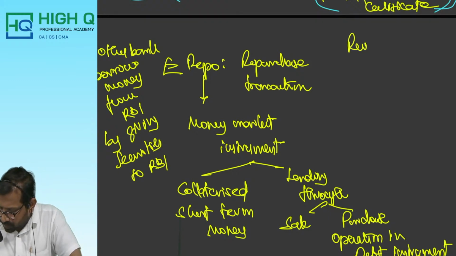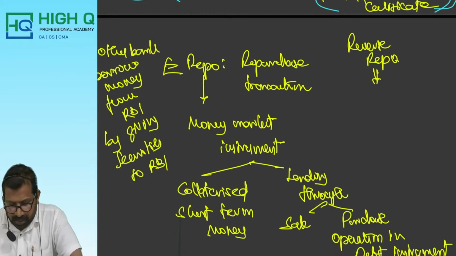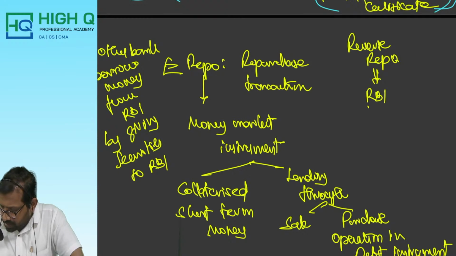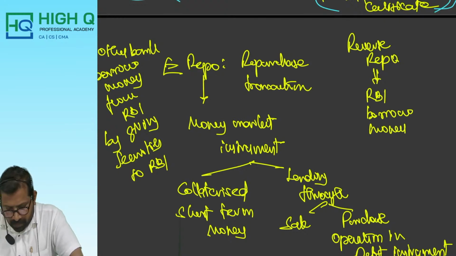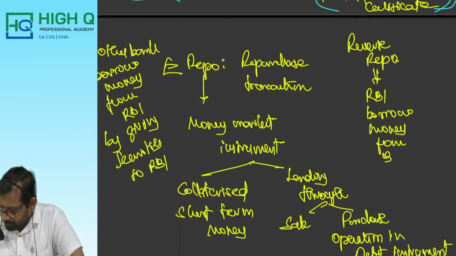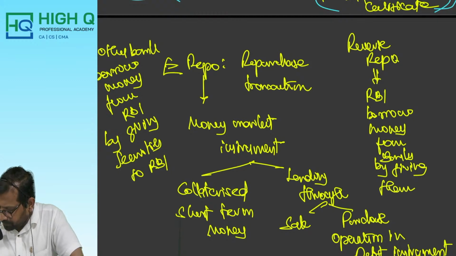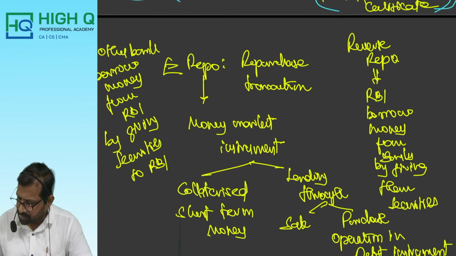Reverse repo, this is another important concept. In reverse repo, RBI borrows money from banks by giving them securities. Now just see the difference.